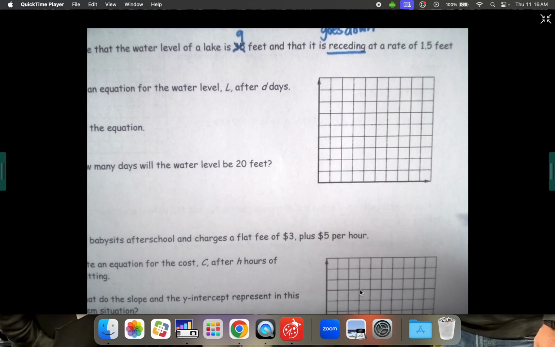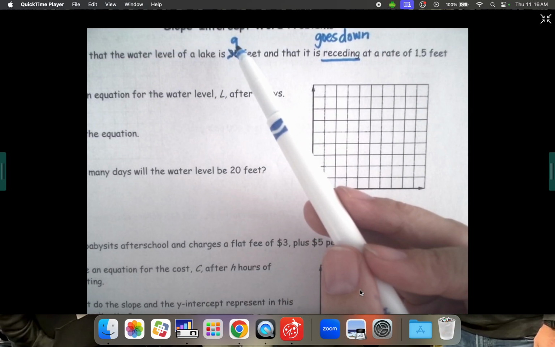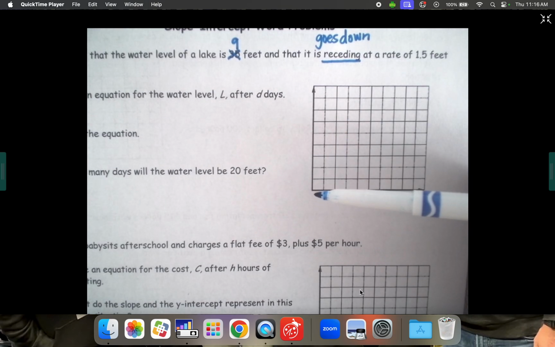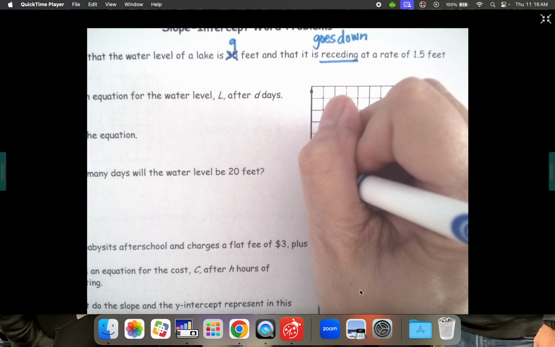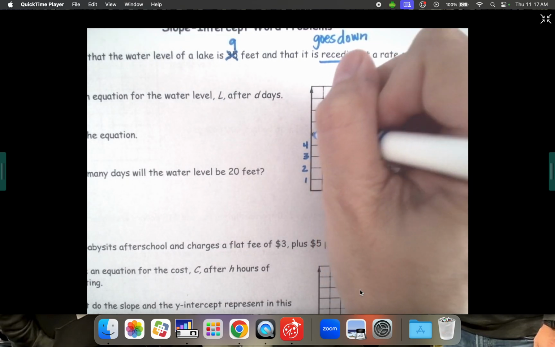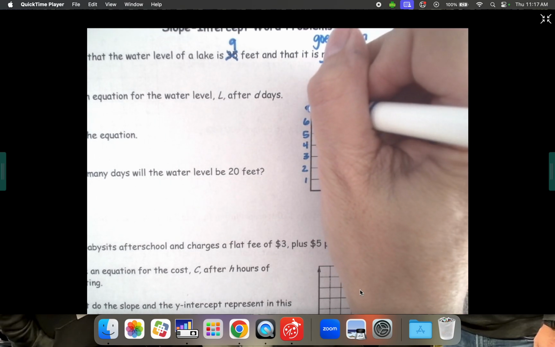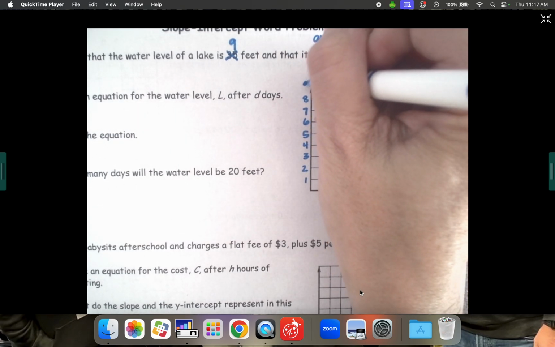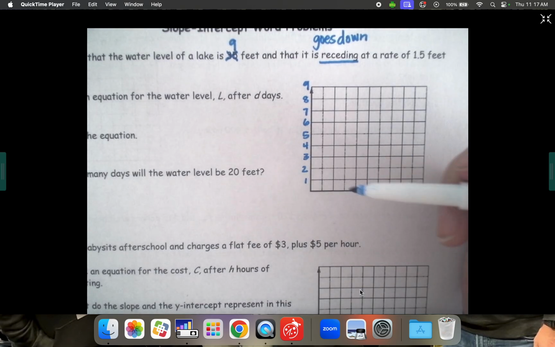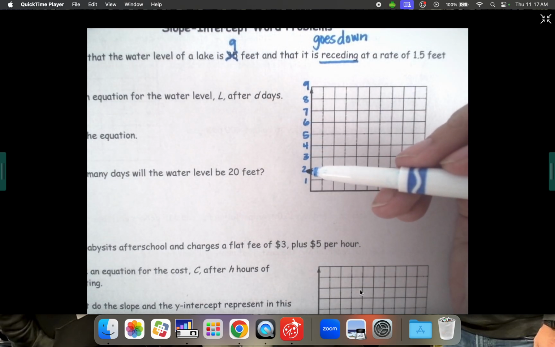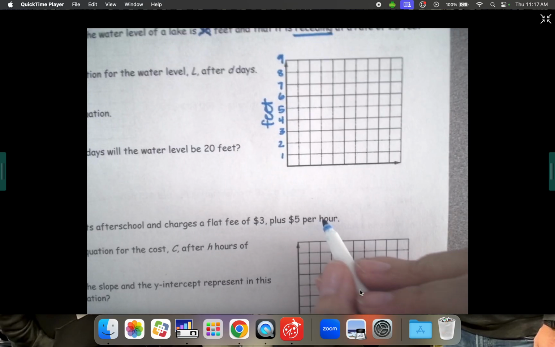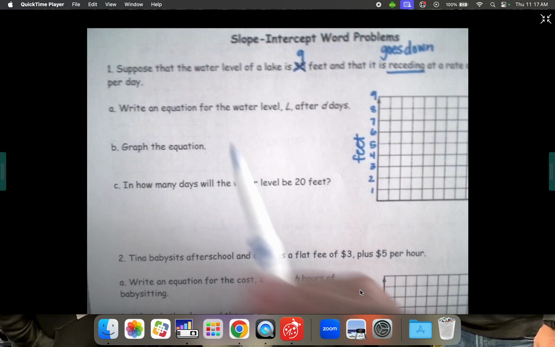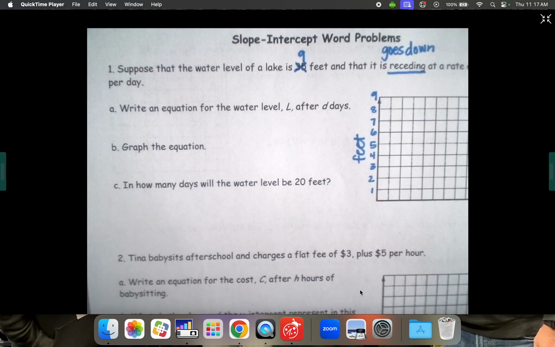So we need to set this up on your graph. So if it starts at 9, that is kind of like if we were doing the big race, they got a 9-meter head start. So we're going to label our graph, count by ones, because our graph actually goes to 9, which is perfect. And remember, this is the amount of feet that your lake is. So we're going to put that our lake is this many feet deep. And then across the bottom is the only other thing we're talking about, days. So this is going to be days.